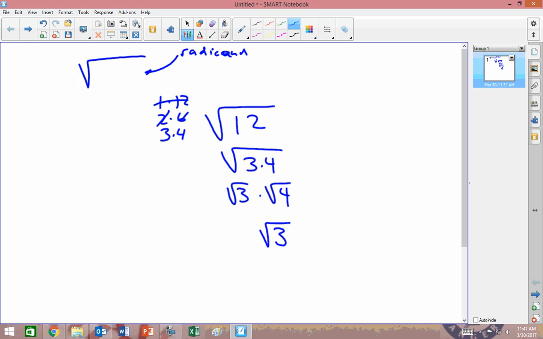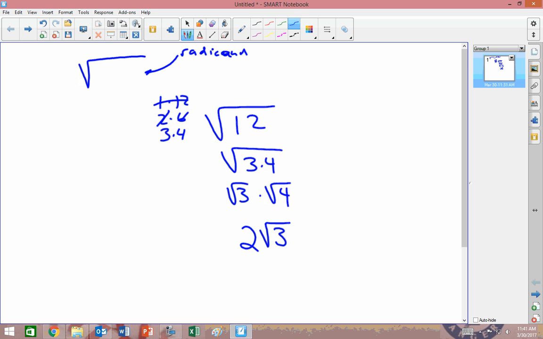Because there's two twos that make up a 4, the 2 can come outside the house. So the rule is this: to come outside the house, you gotta have a date. If you don't have a date, you gotta stay inside the house. So for anything to come outside the house, you have to have a partner, okay? There's gotta be a pair. So since 4 makes a pair of 2s, the 2 can come outside the house.